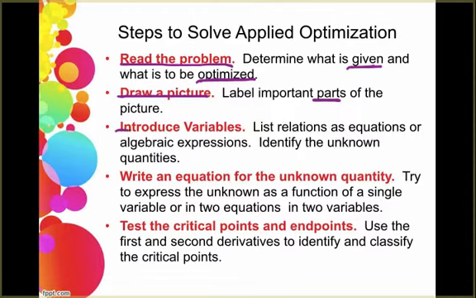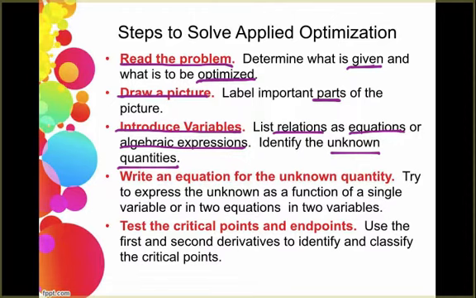The next thing we'll do is introduce our variables to the problem by listing any of our relations that we have as equations or algebraic expressions. So they may tell you have a given volume that you have to maintain and you want to minimize the surface area. Try to come up with some algebraic expressions or equations about that. Then you also need to identify what's unknown in the problem. What are you trying to maximize or minimize?